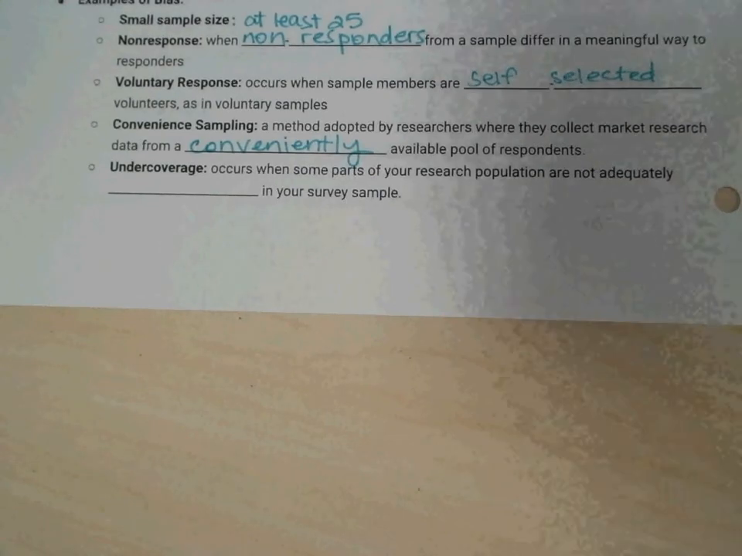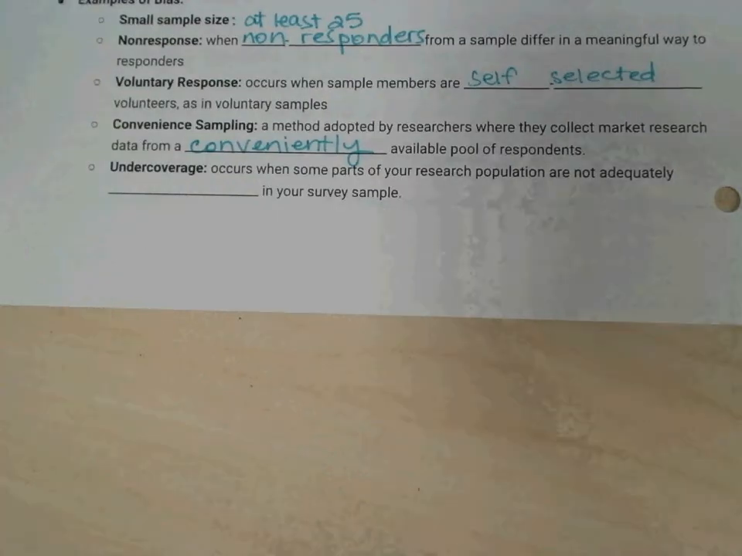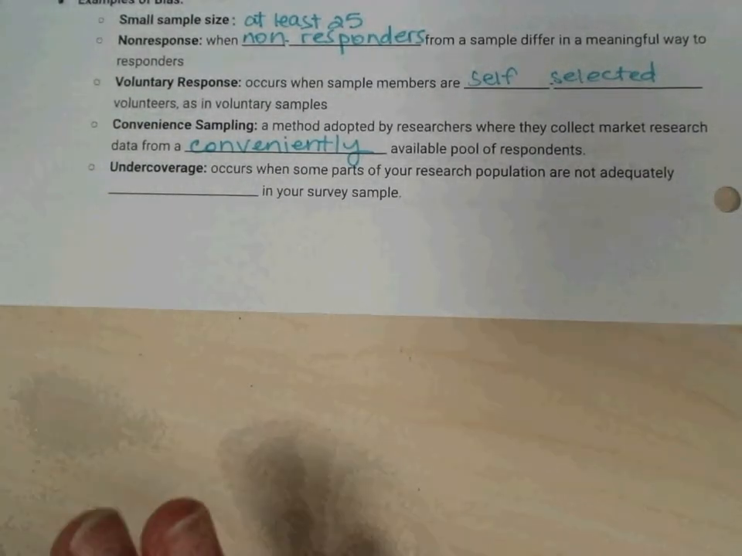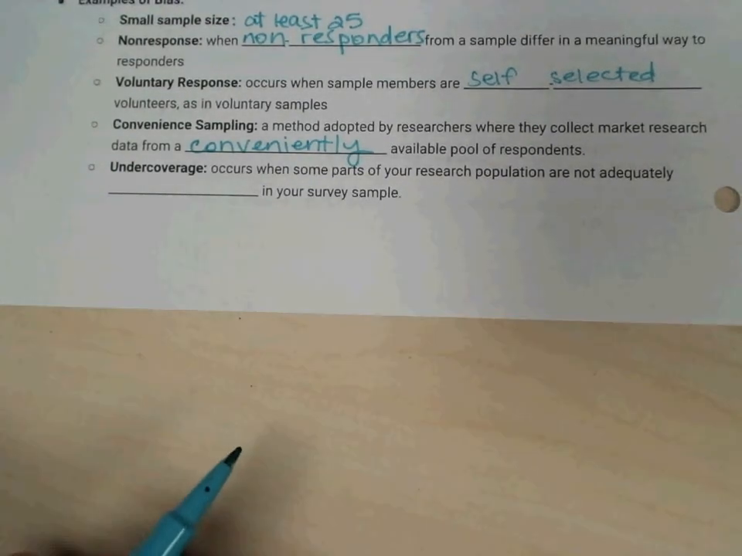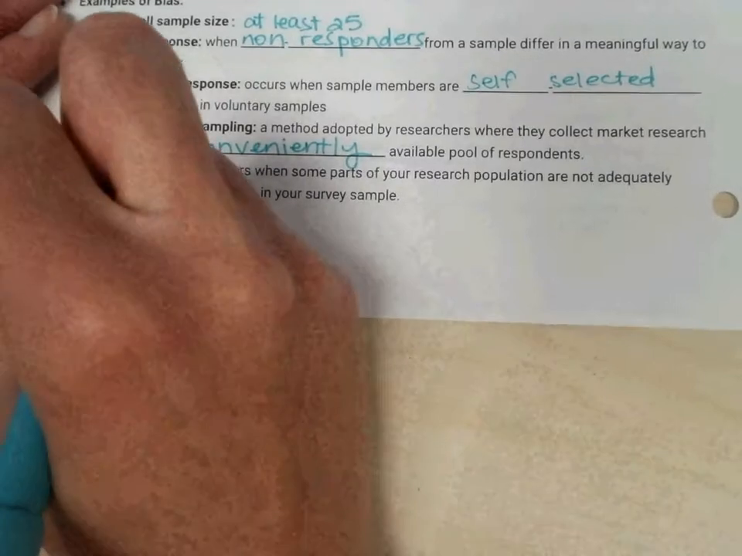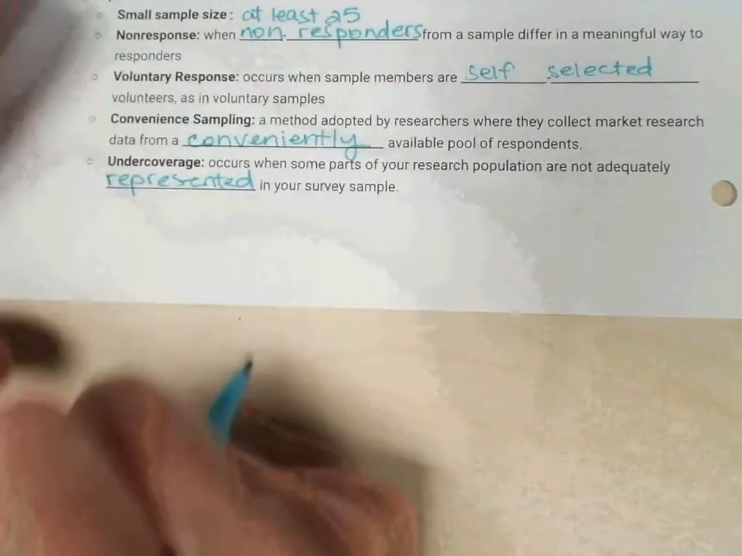That's called convenient sampling. Better way to do that would be to have Ganesh go ahead and do his TikTok dance for a random sample of people, and then let people decide, right? Not just his followers. So that's where convenient sampling comes into play. Last one is undercoverage. It occurs when some parts of your research population are not adequately represented.